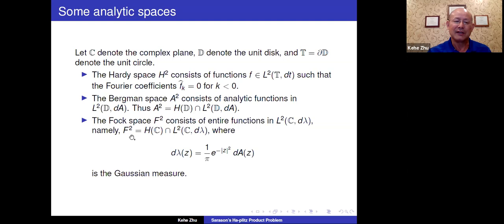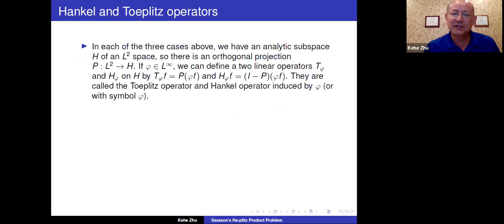All right. Now, in each one of the three cases over here, you have a big L2 space: L2 of the circle, L2 of the disk, and L2 of the plane. And then you have an analytic subspace inside the L2. And therefore, you're going to have an orthogonal projection, which I denote by P. And now, every time you have a bounded function phi, on the circle, on the disk, or on the plane, depending on the setting, then you can define what is called a Toeplitz operator on the analytic subspace H.